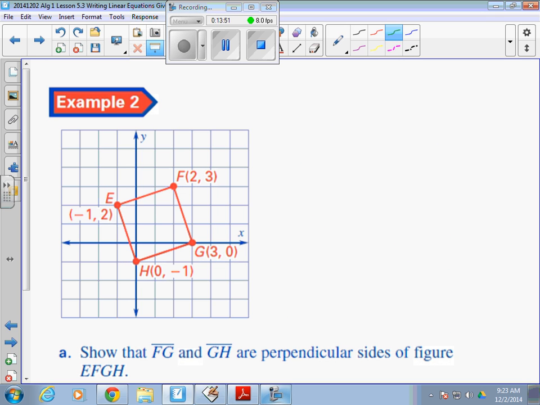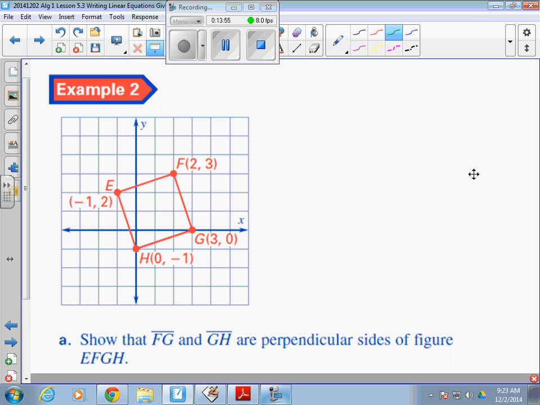Okay, let's take a look at this one real fast. It says show that FG and GH are perpendicular sides. Remember, in order for them to be perpendicular, they have to have negative reciprocals as their slopes. So the first thing you want to do is find the slope of segment FG. That's this one right here.